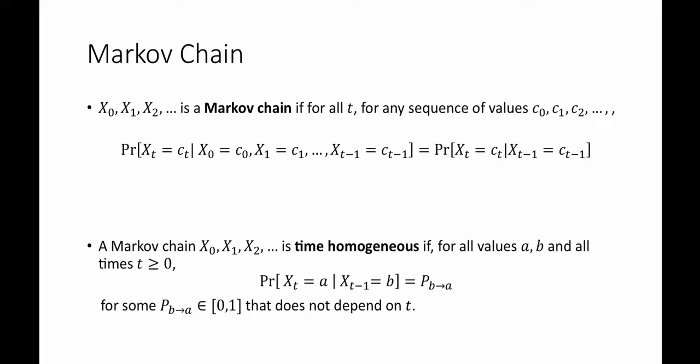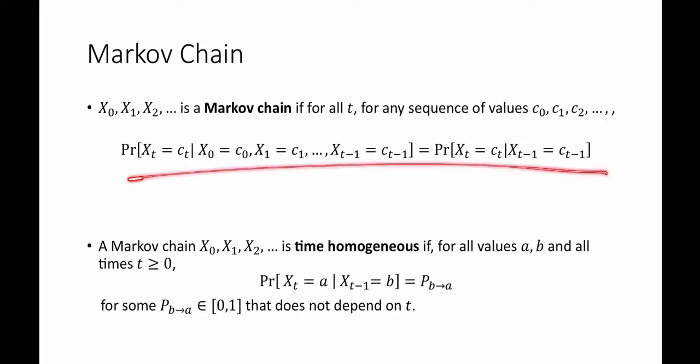That is, this sequence of random variables is a Markov chain if the value of xt depends only on the value of xt minus 1. It doesn't depend on any of this earlier stuff. This property is sometimes called memorylessness. That is, if we think of t as marking time, the random variable xt doesn't remember anything before xt minus 1.